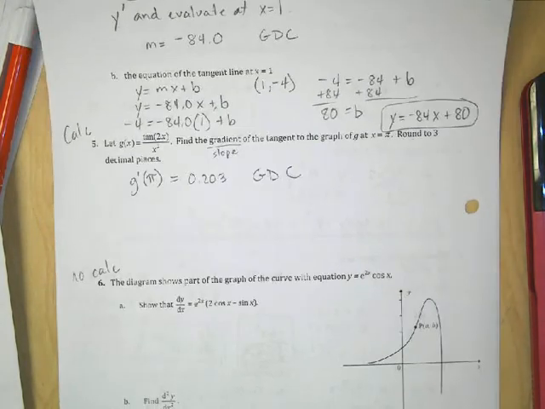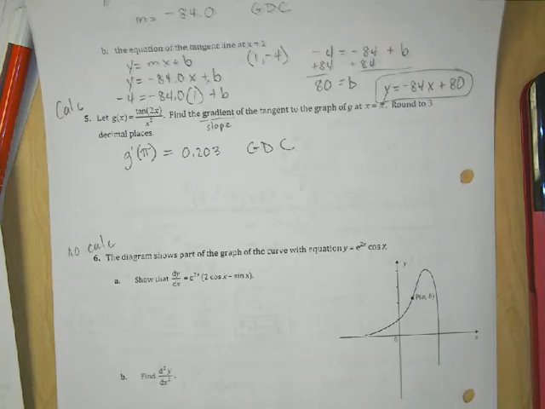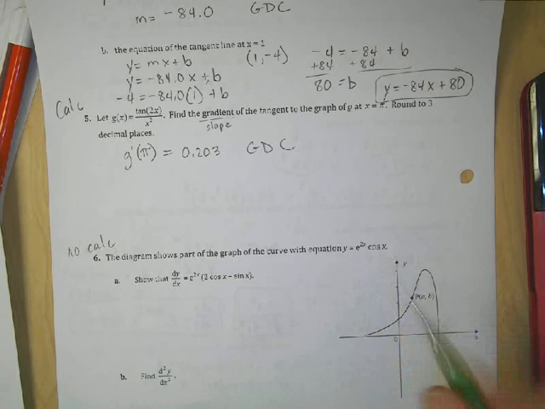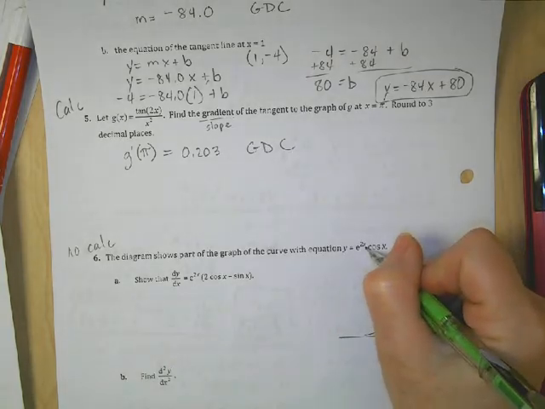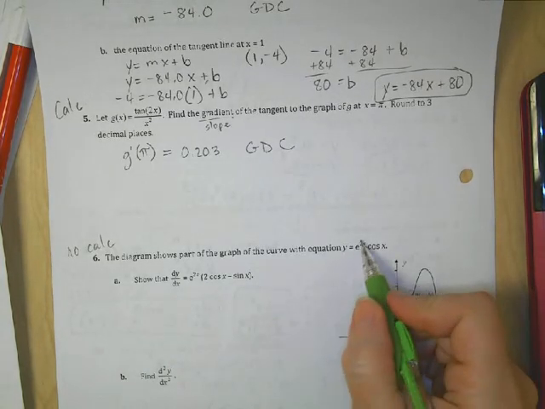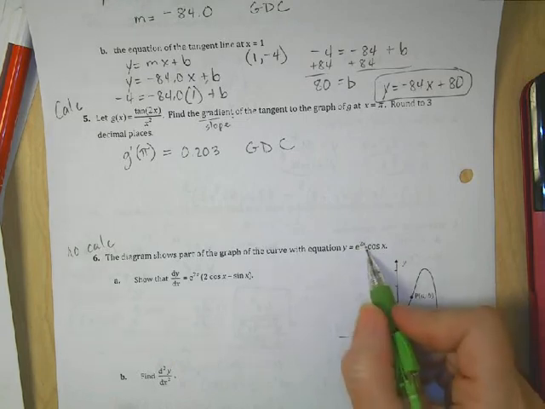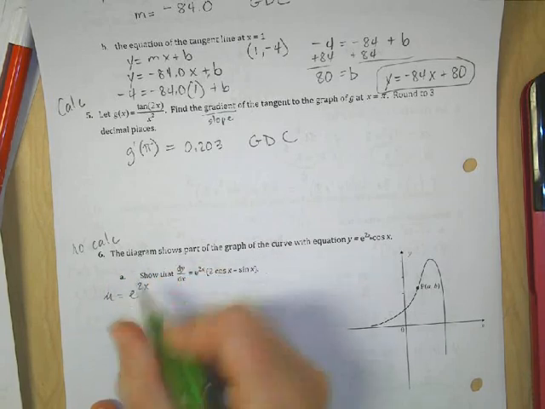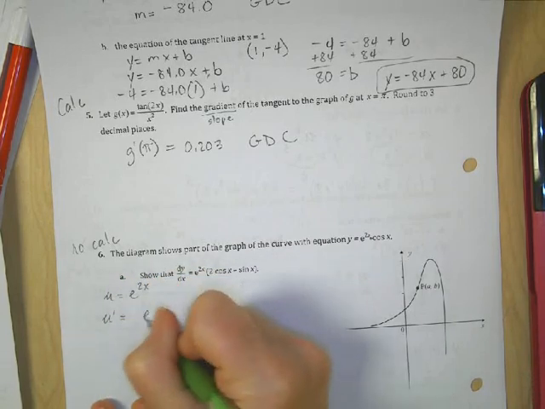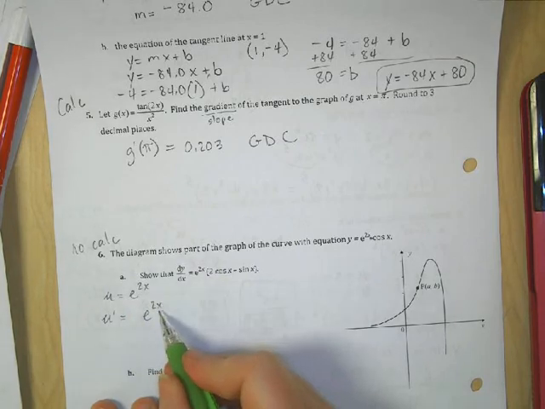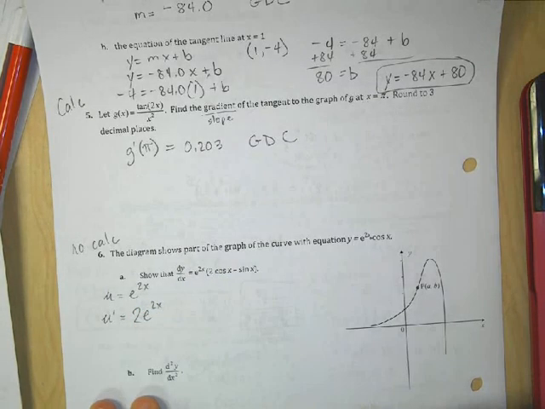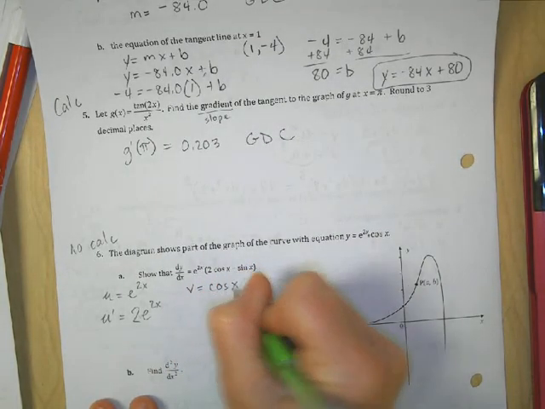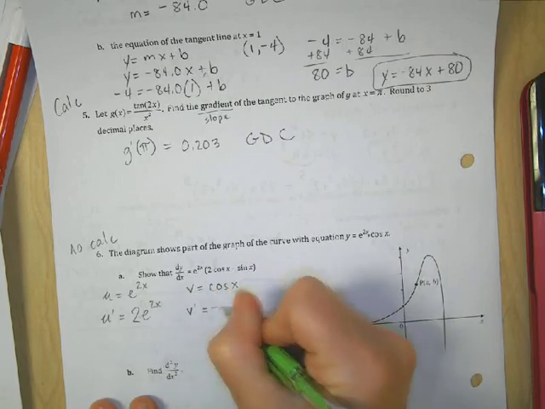The diagram shows part of the graph of the curve with the equation, blah, blah, blah. Show that the derivative is equal to this. Okay, so this derivative, I see that I have 2 functions being multiplied together. I have e to the 2x, which I'm going to have to use the chain rule on, times cosine x. So my u is going to be e to the 2x. The derivative of that is e to the 2x times the derivative of 2x. The derivative of 2x is 2. So there's that. Okay, and then the other function, v, is cosine of x. The derivative of cosine of x is negative sine of x.